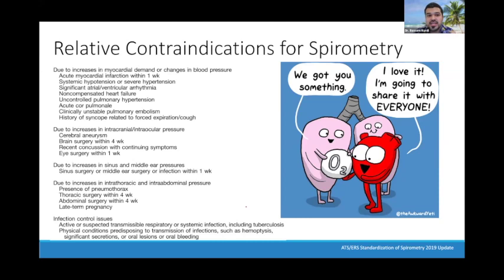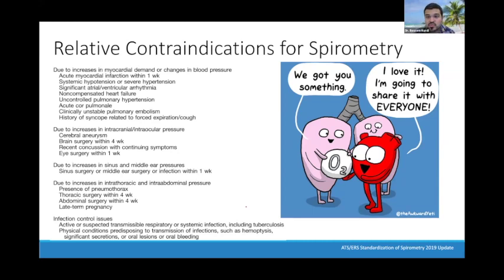One, if there's any hemodynamic instability or cardiovascular problems, there's always some concern. There's a lot of details you can read; we're not going to go through the details. If there's any risk for increased intracranial or intraocular pressures, so your eyes, sinus pressures, recent sinus surgery, problems with intrathoracic or intra-abdominal pressures, recent pneumothorax, cardiac or abdominal surgeries.